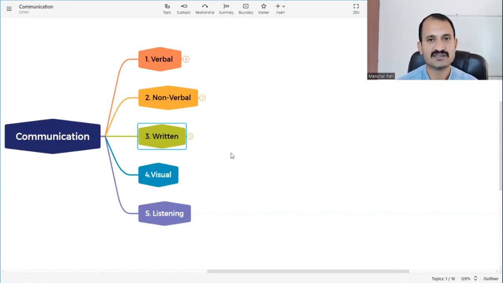Then comes visual. Sometimes it is said that one good picture says 1,000 words. That means if you are not able to convey your idea, or if you want to show some complex data in a simple form, that time you can use graphs. All these graphs and pictures come under visual. It is very effective when the data is complex, or if you want to show all the ideas in one picture, you can create a mind map and show it to the audience. So this comes under visual.